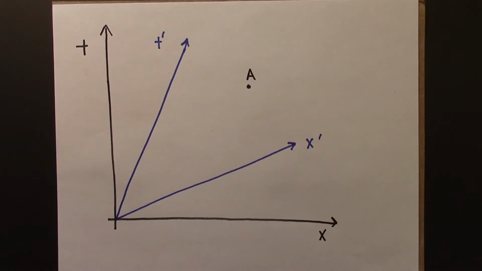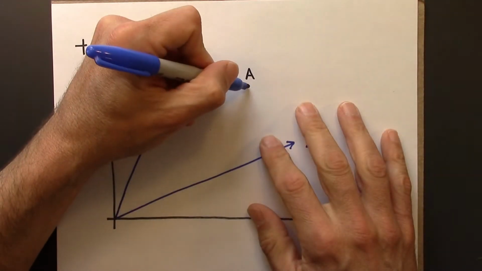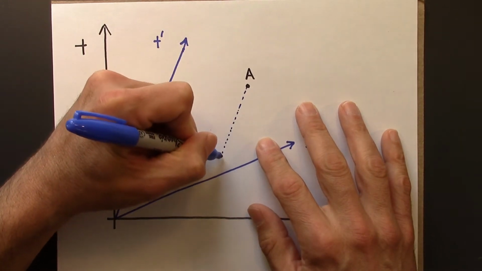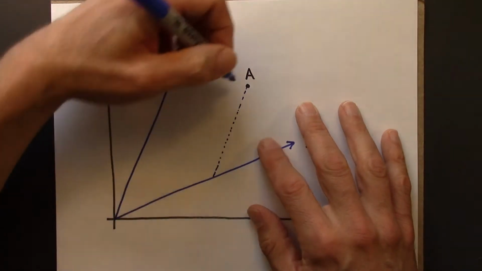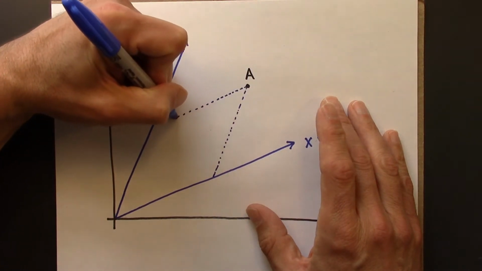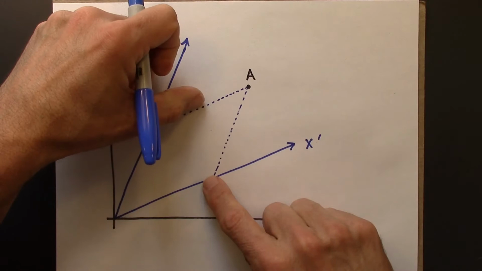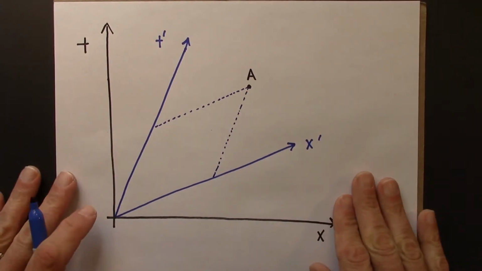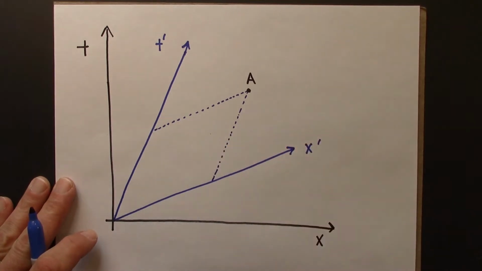So remember, to read the primed frame, we drop not perpendiculars but parallels. Okay, so these two lines are supposed to be parallel, these two lines are supposed to be parallel, and I feel like I did a pretty good job with that, all things considered.